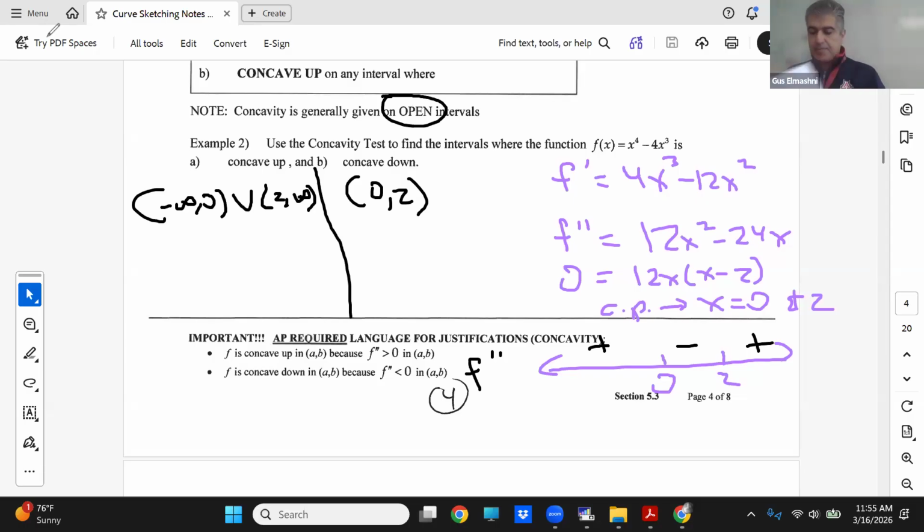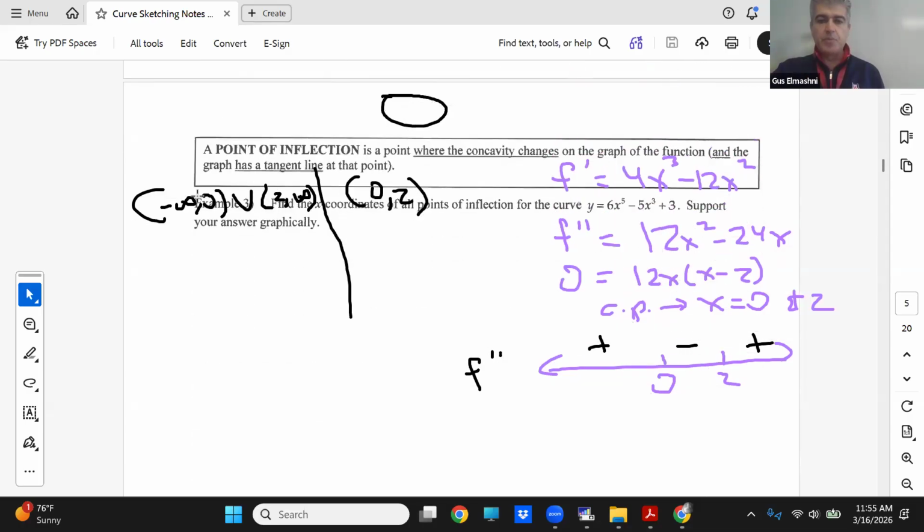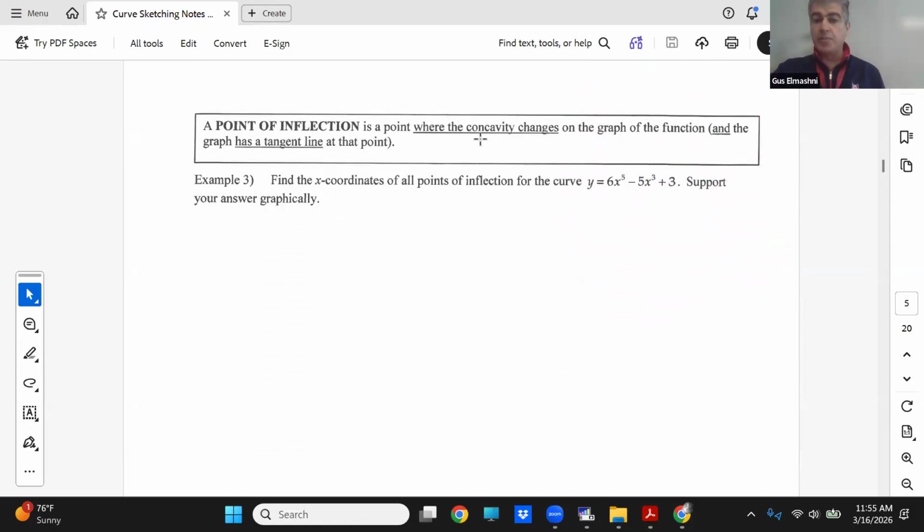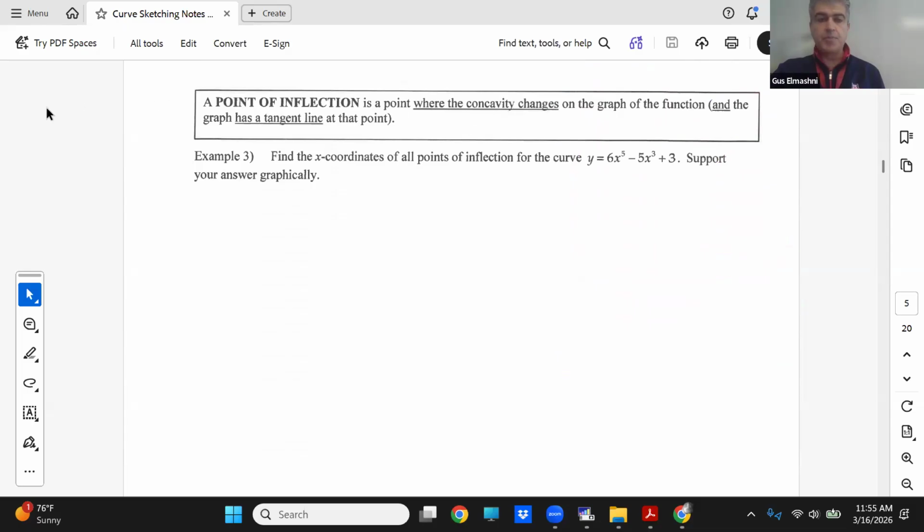Okay, one last thing I want to talk about. Then we're all done. Something called a point of inflection, which ties to the concavity. A point of inflection is when the concavity changes sign. That's called a point of inflection. So it's not necessarily, either it can be, not necessarily when f prime equals 0.